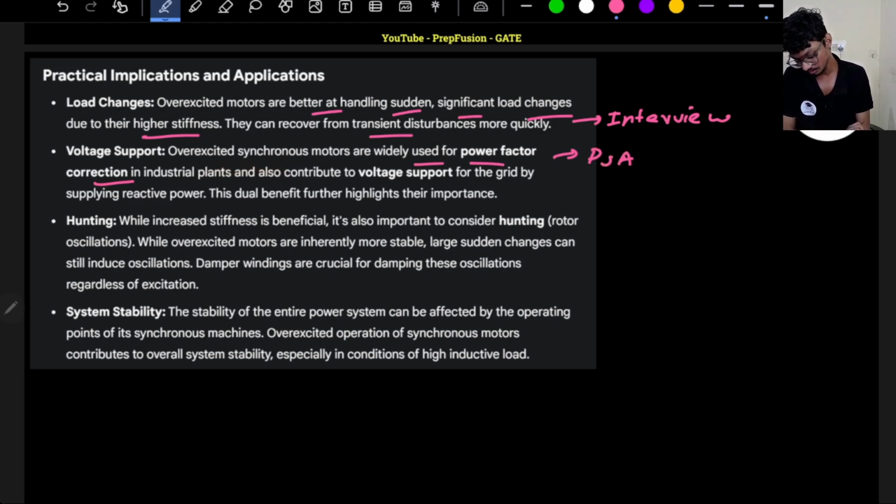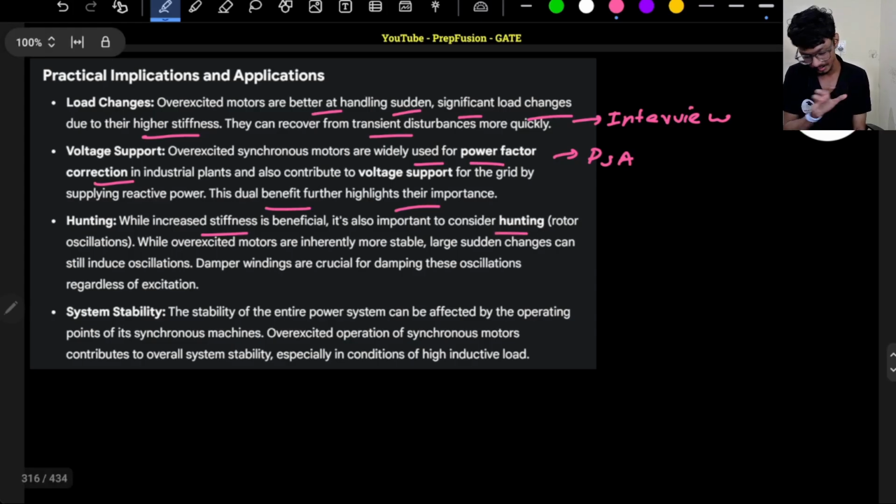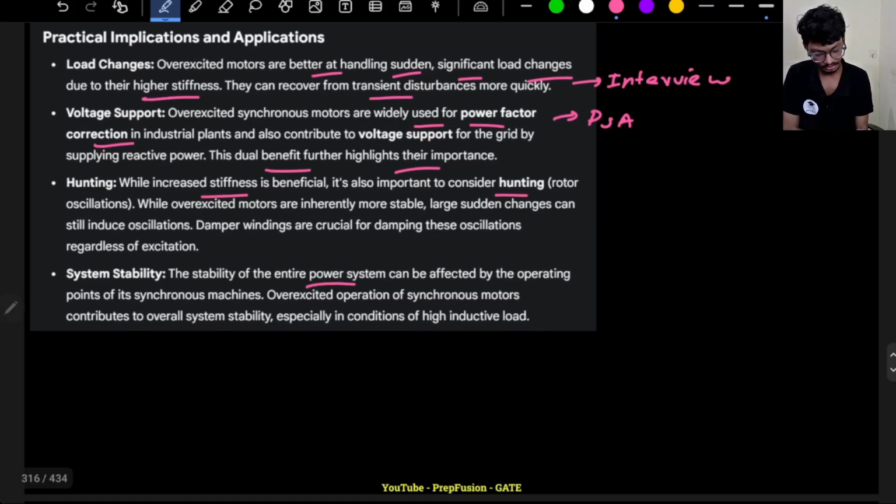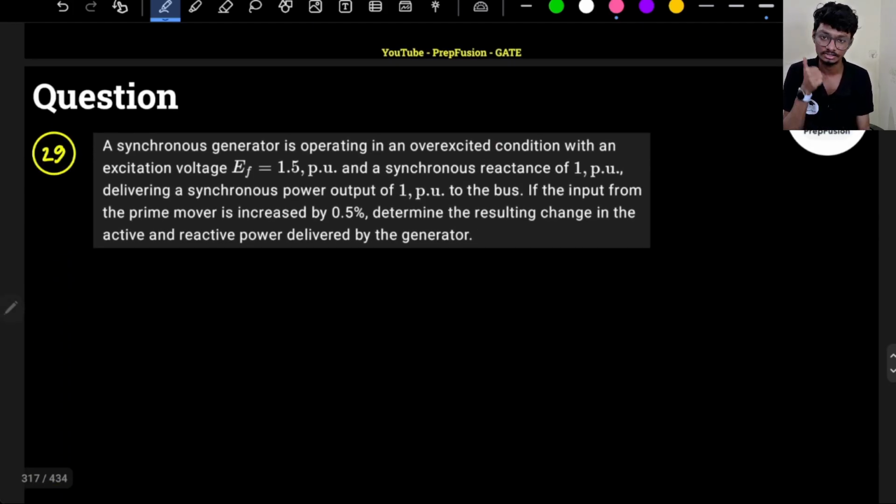This dual benefit further highlights their importance. So an overexcited synchronous machine can be used in many cases. If the stiffness is increased, hunting will also be reduced. We will see what hunting is just after solving a few questions. That is what we have discussed here: power system stability will be improved. So let's solve two questions, and from there we will try to understand synchronizing power.